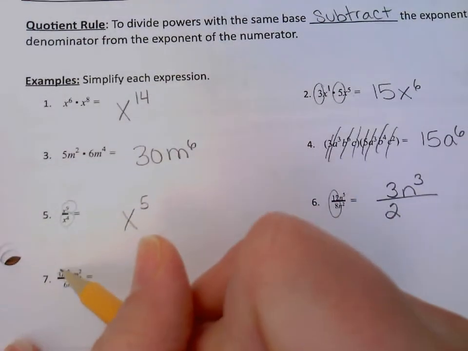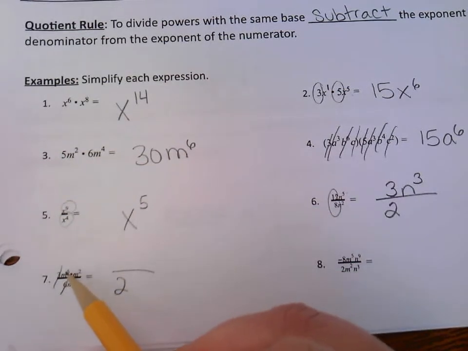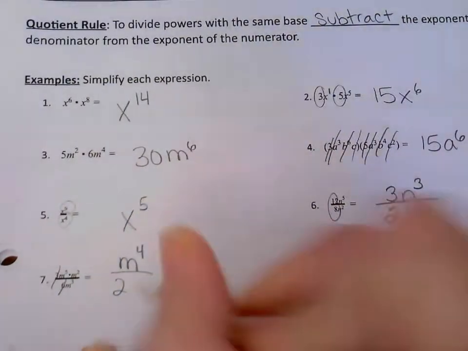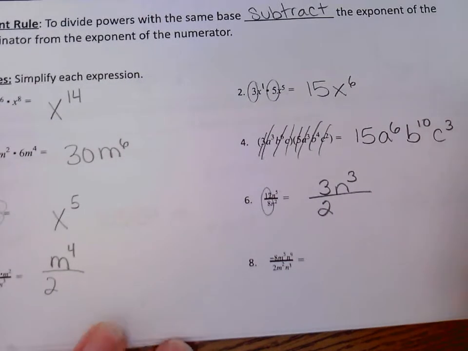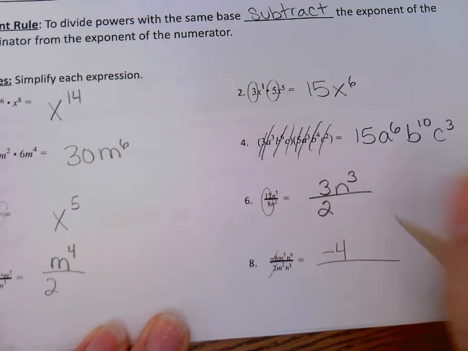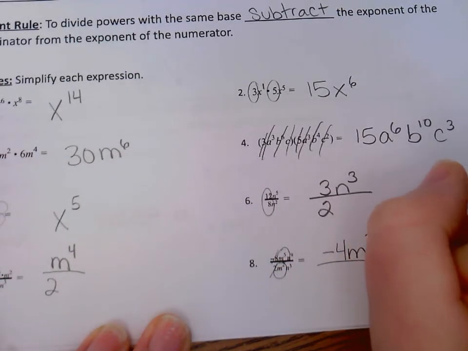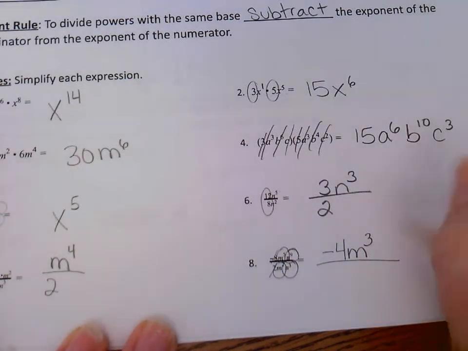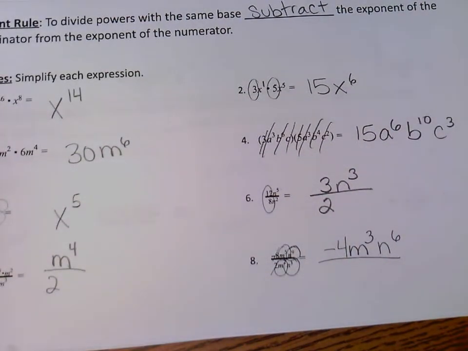Let's see, 3 over 6 would give me the fraction 1/2. And then I've got m to the 7th. So I'm doing 7 minus 3, would be m to the 4th. So 1/2 m to the 4th, or m to the 4th divided by 2. In number 8, -8 divided by 2 would be -4. I have m to the 5th on top, m squared on the bottom, so that leaves me with m cubed. And then I have n to the 9th on top and n cubed on the bottom, so I have n to the 6th. And you could either write it all over 1, or there would just be no denominator to this problem.